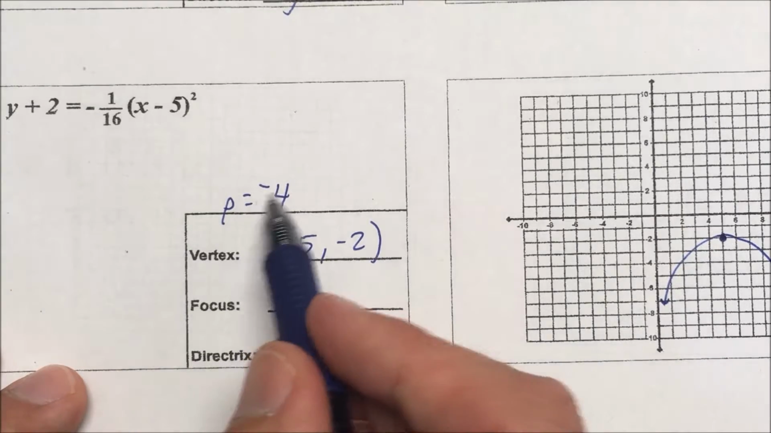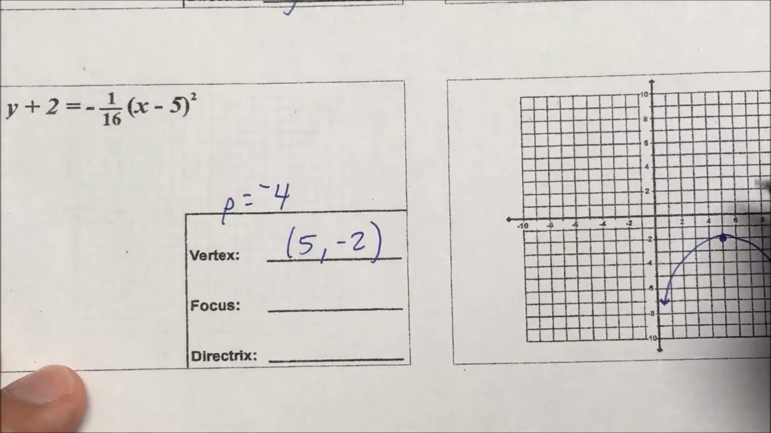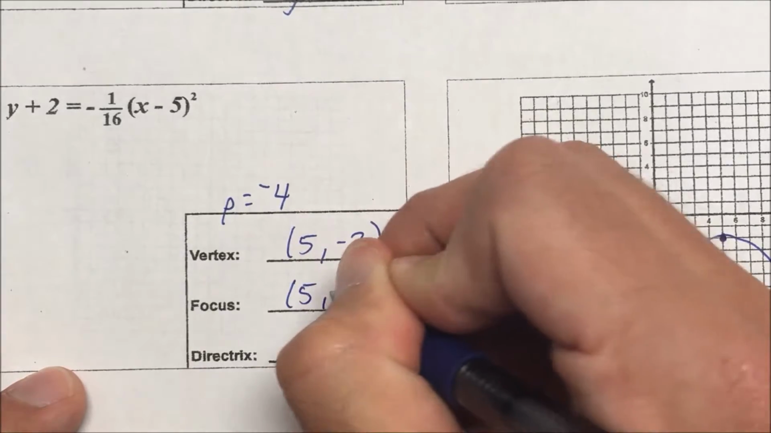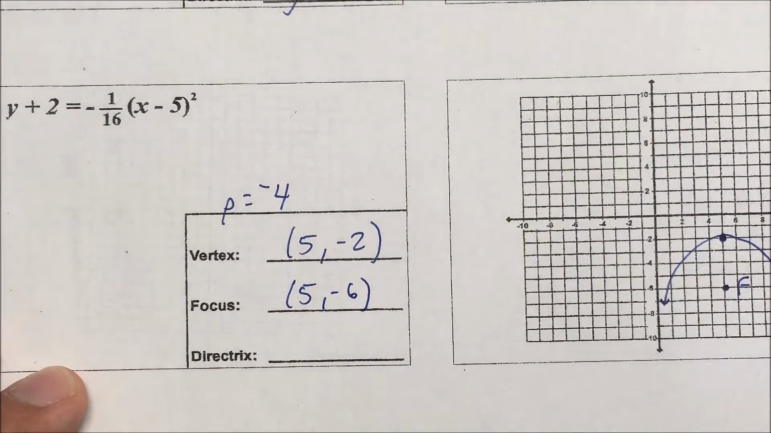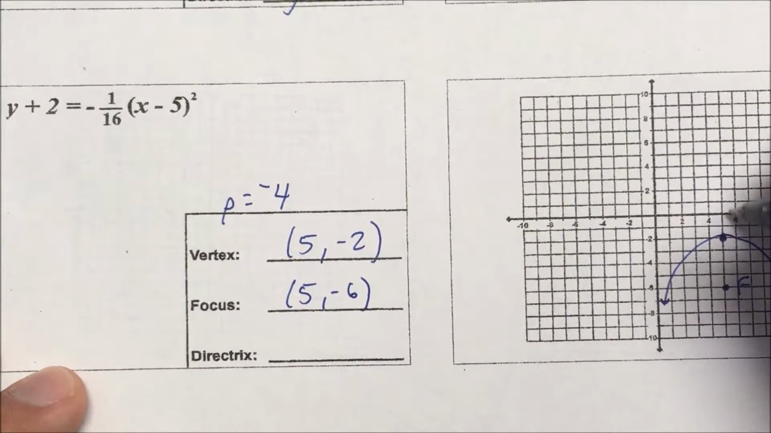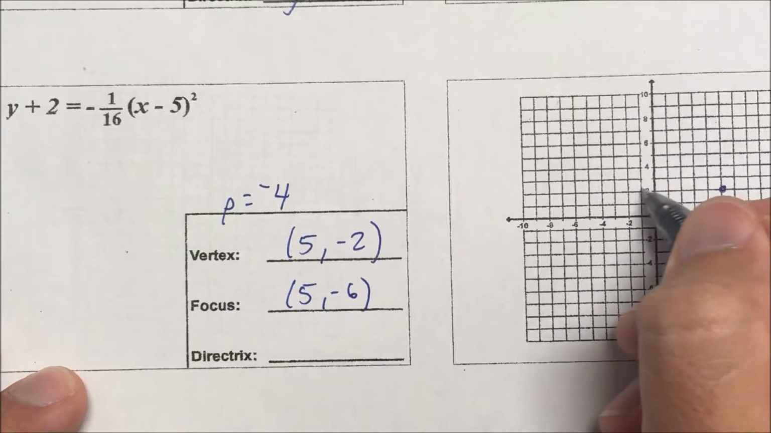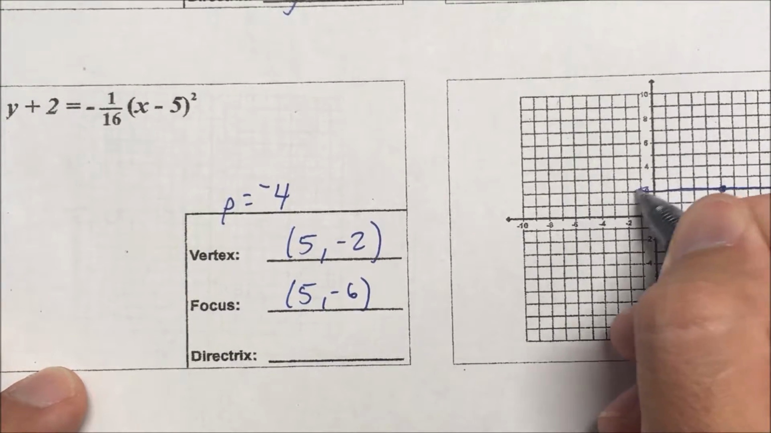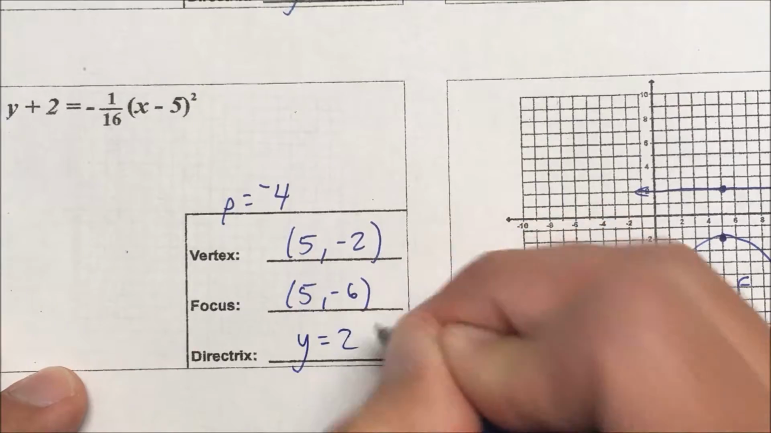And I can count down 4 to get to my focus. 1, 2, 3, 4 right there. There's my focus at 5, -6. And my directrix will be for the other direction right there at y equals 2.